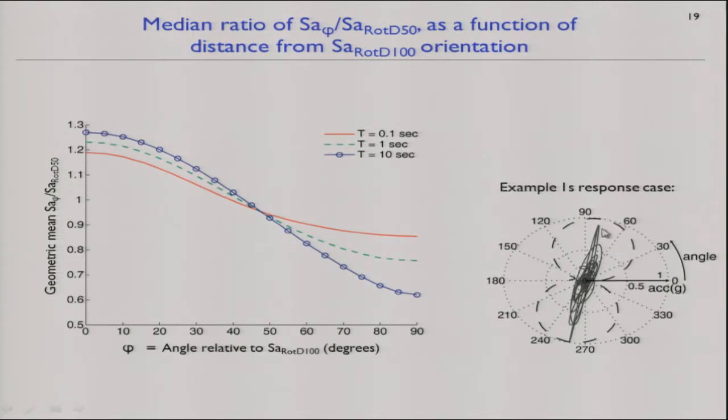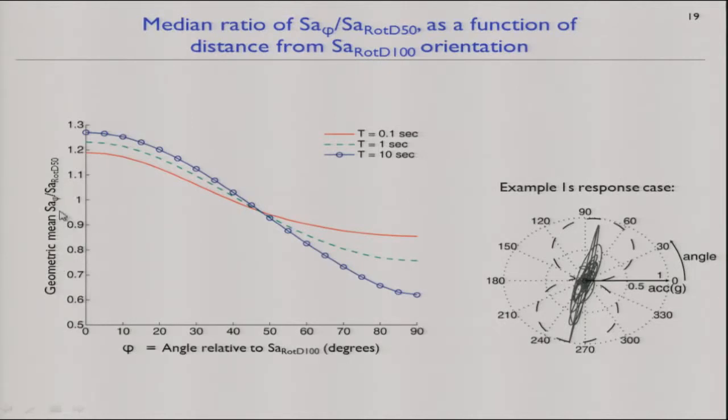Taking this example figure on the right for a moment, we first find the ROT D100 orientation for a given period. This is a 1 second response case. Then we move away from that orientation in increments of a few degrees and look at how the response spectrum decreases away from that orientation. We do that over all the ground motions in the database and look at geometric mean values. These are plotted relative to the ROT D50 value rather than the ROT D100 value. On the left side of the plot, we're at the ROT D100 orientation, and on the right side, you're perpendicular to the ROT D100 orientation.